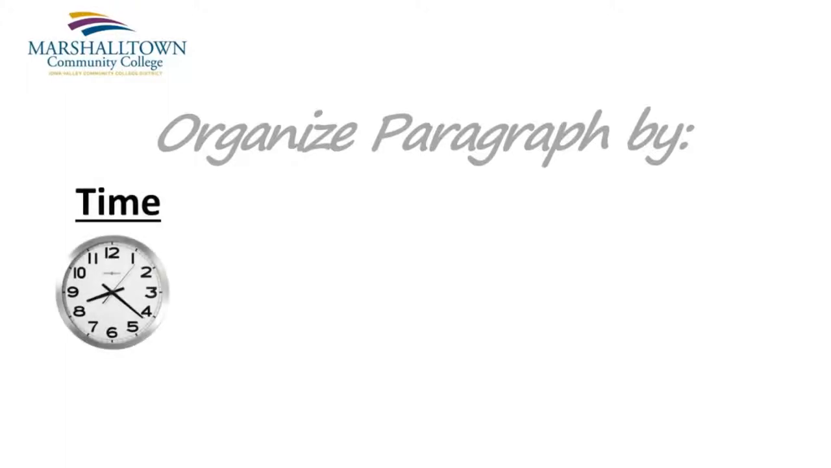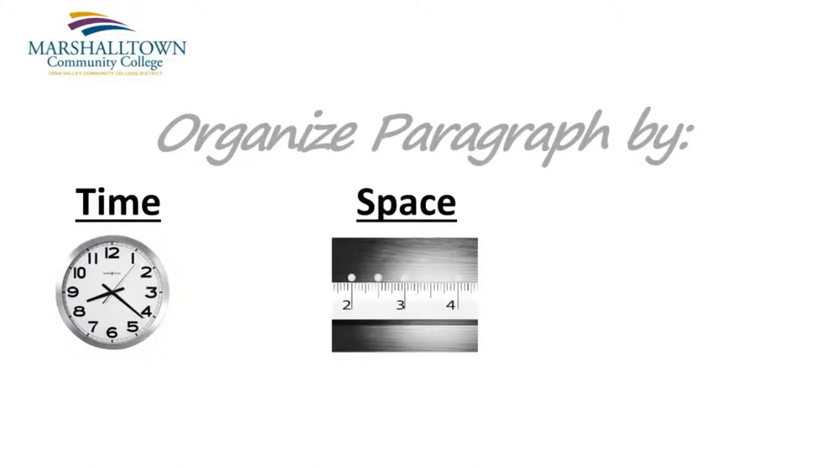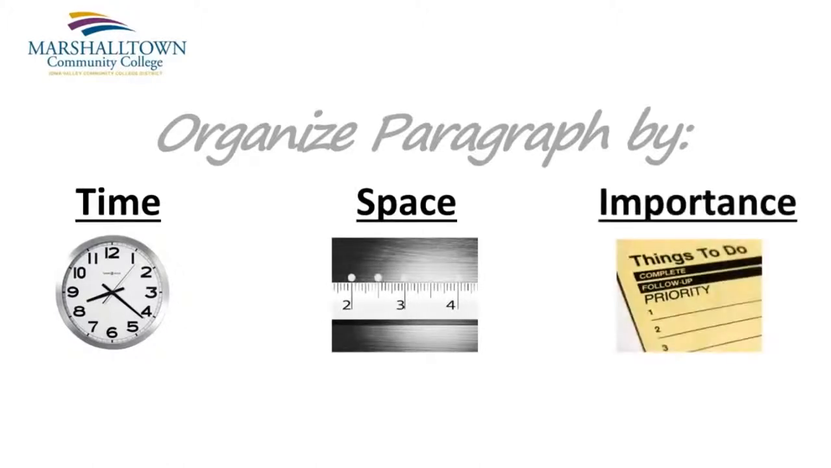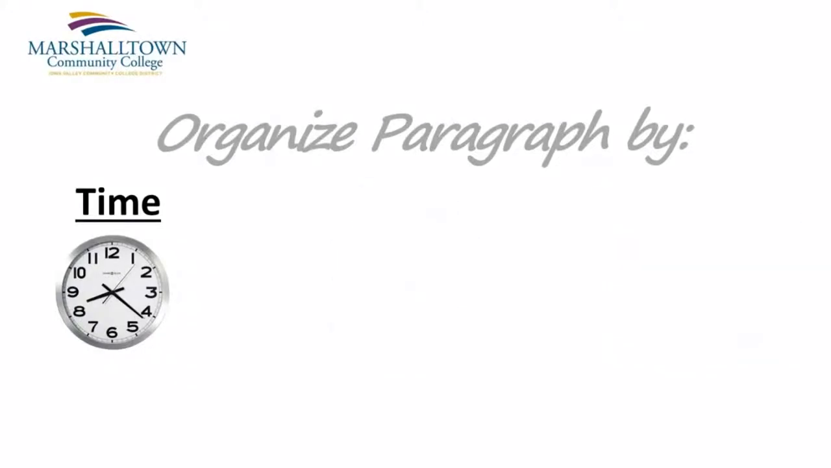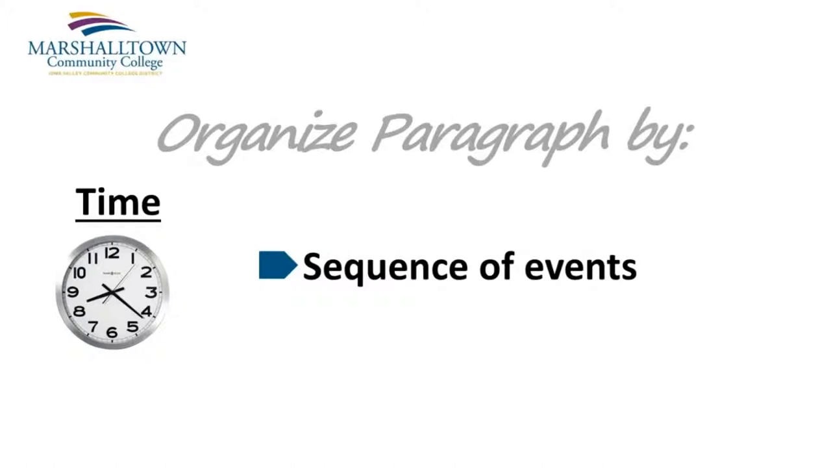concise. Now keep in mind that a paragraph can be organized in 3 different ways. You can organize a paragraph by time, you can organize a paragraph by space, and you can organize a paragraph by importance. Let's take a closer look at each of these.